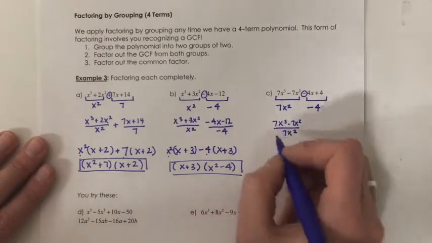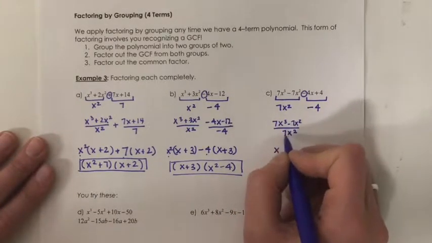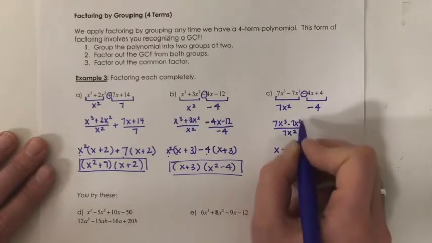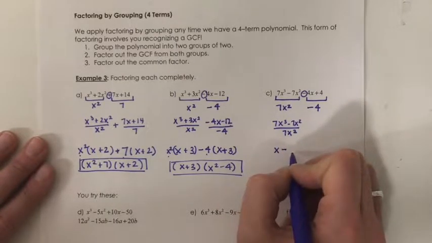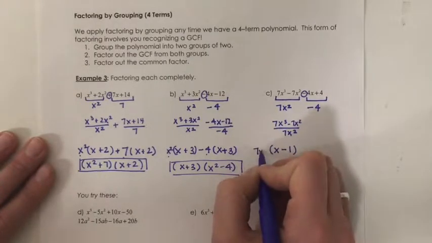7 divided by 7 is 1. X cubed divided by x is x. Negative 7 divided by 7 is minus 1. X squared divided by x is 1, so minus 1. But we've got to make sure to write our GCF out front, 7x squared.